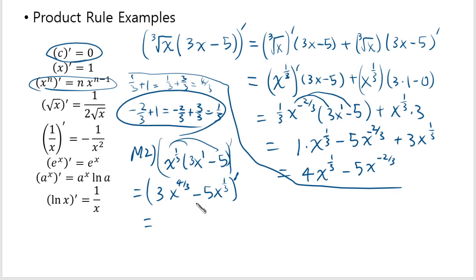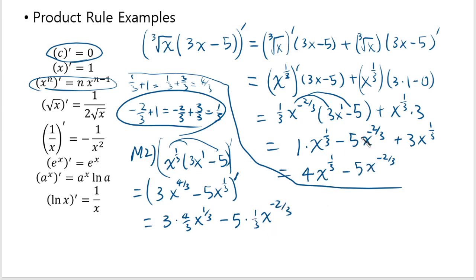And 3 and negative 5 are just constant multiples, so you're really differentiating x to the 4/3 and x to the 1/3. So this is 3 times 4/3 times x to the 1/3, because 4/3 minus 1 is 1/3, minus 5 times 1/3 comes down, and then you have x to the negative 2/3.